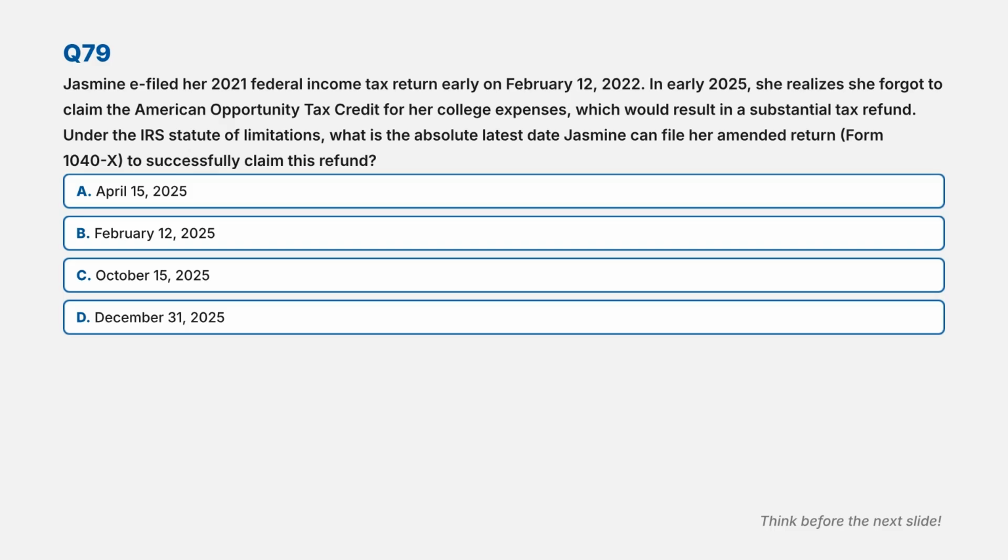Under the IRS Statute of Limitations, what is the absolute latest date Jasmine can file her amended return, Form 1040X, to successfully claim this refund? A. April 15, 2025. B. February 12, 2025. C. October 15, 2025. D. December 31st, 2025.